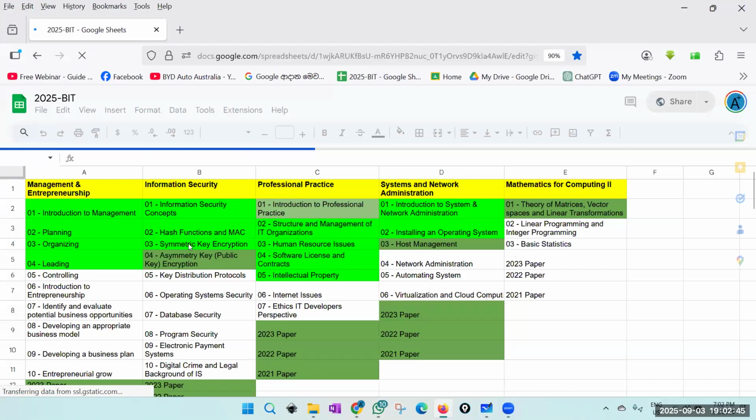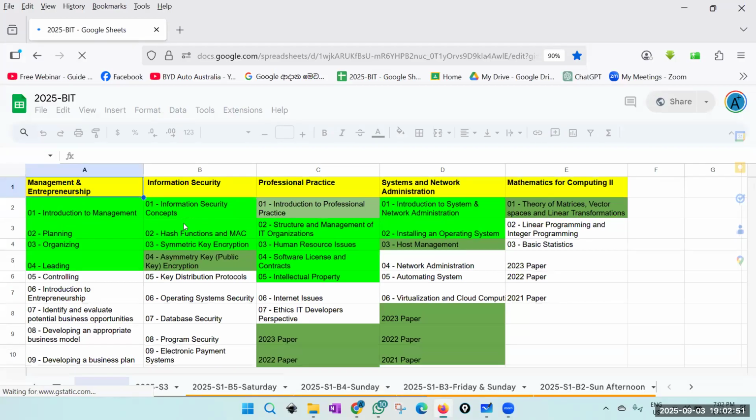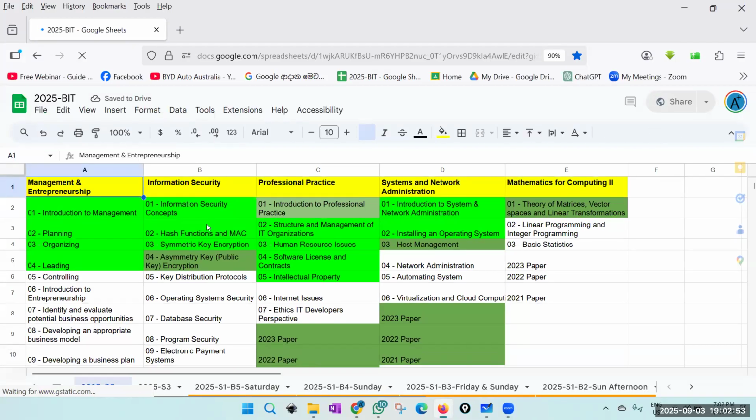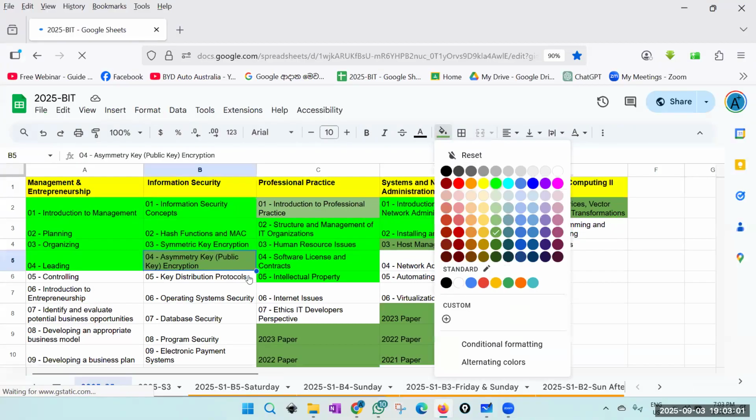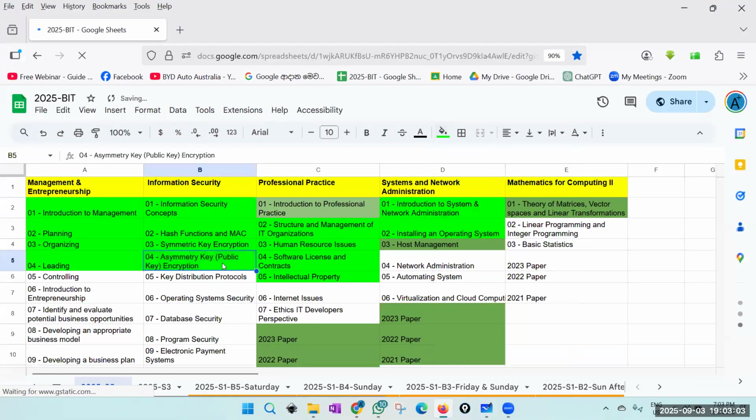Okay, so that means we've completely finished the topics. So there won't be any separate past paper discussions at the end for information system topic. Okay. Right. So let's finish this topic today, that is asymmetric key cryptography.